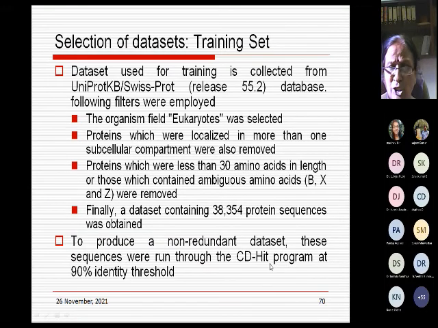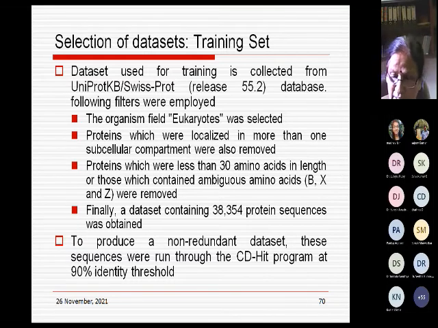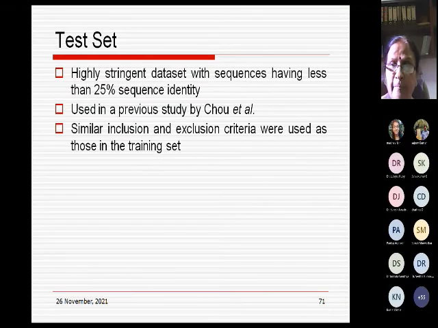On this data set, we applied a program CD-HIT. If the protein sequences are very, very similar, it will have a bias in the prediction. Your data should be equally distributed in the problem domain. So we used this CD-HIT program to remove the very similar sequences from the data set. And the test data set, which we used from a previous study from this researcher, we used for the validation of the model we have built.